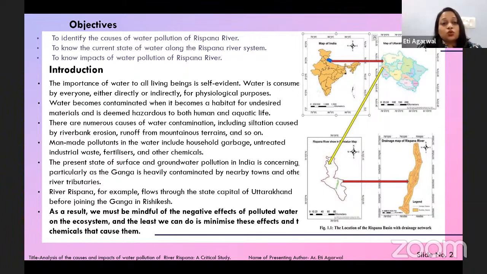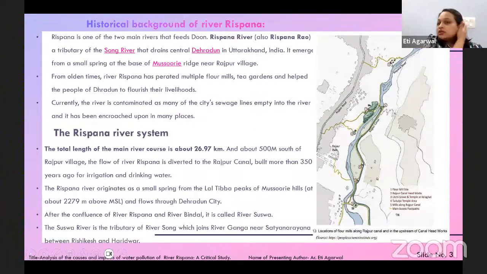So basically, River Rispana flows through the capital state of Uttarakhand before joining River Ganga in Rishikesh, and it is very important that we keep this river in check. Again, the major thing that happened was that this river came into light by the then chief minister of Uttarakhand. He also was very concerned, and last year there were articles published about it that the pollution is at an alarming rate and it should be taken care of. But things happened only in photographs, only in paperwork, and nothing concrete happened.